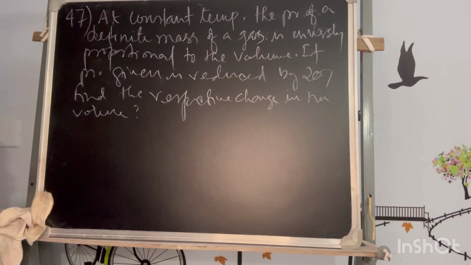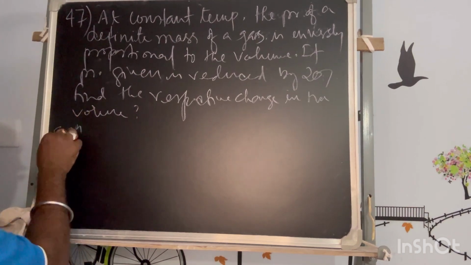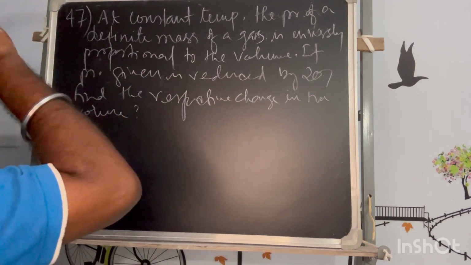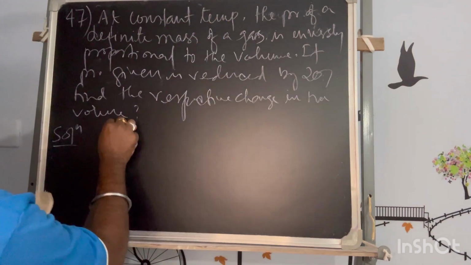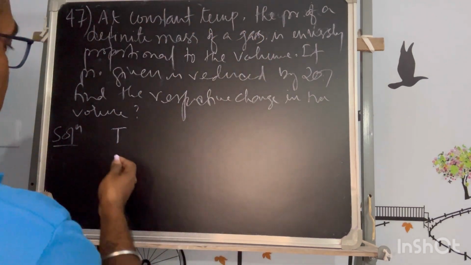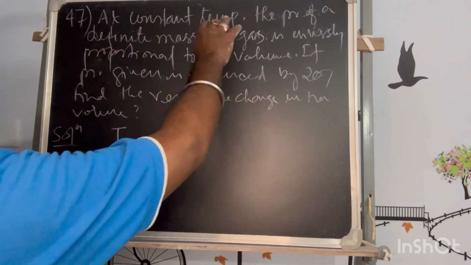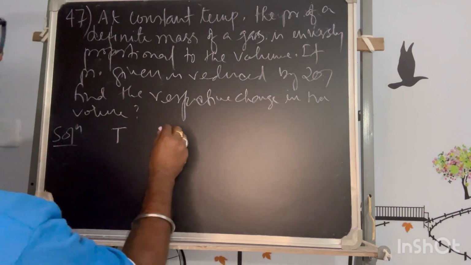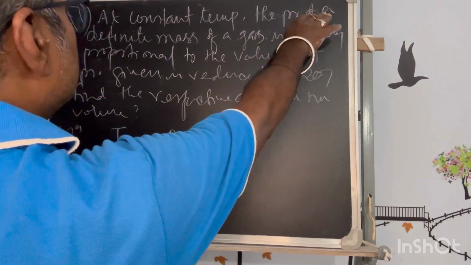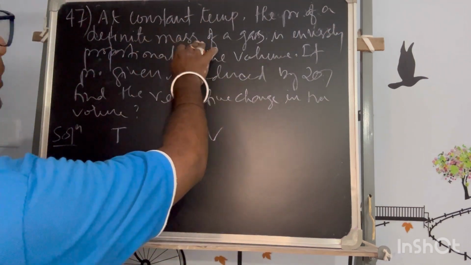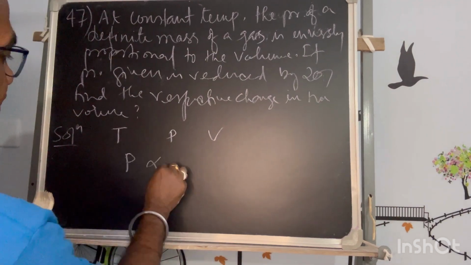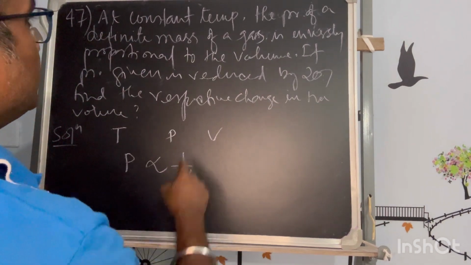the volume. So now you have to, as I have said, build a relation. So what are the variables here? Constant temperature. Temperature is a constant. Now for the first case it is a constant temperature. Let's see whether it is varying in the second part. So what are the variables? Temperature is a variable, pressure is a variable, volume is a variable. The pressure of the definite mass of a gas is inversely proportional. That means pressure varies inversely to the volume.